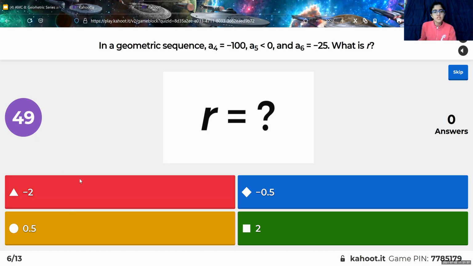So remember, the sixth term would be the fourth term multiplied by the ratio squared, right? Because to get to the fifth term, you'd multiply by the ratio. Then to get to the sixth term, you'd multiply by the ratio squared. So that means negative 100 multiplied by the ratio squared equals negative 25. So now you have to solve.